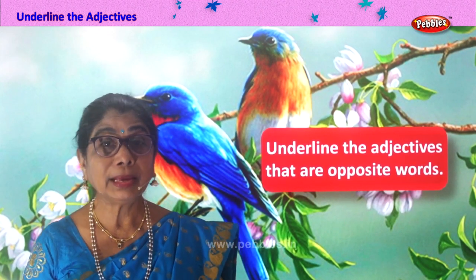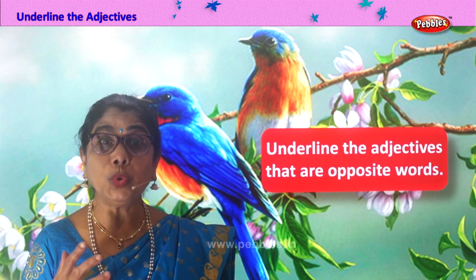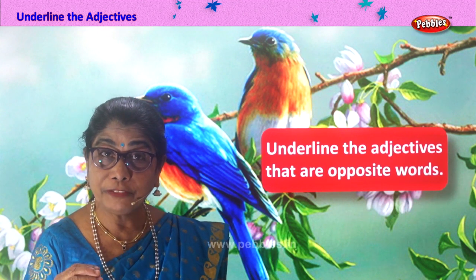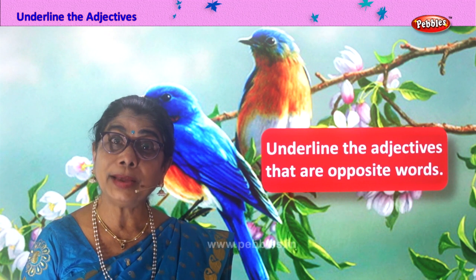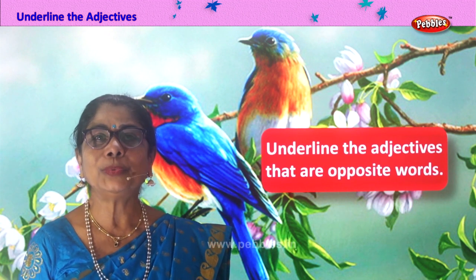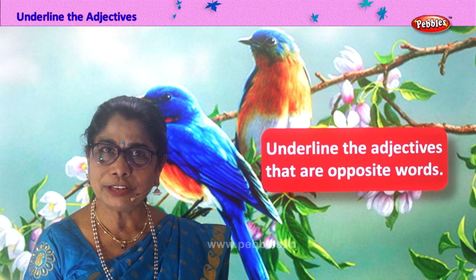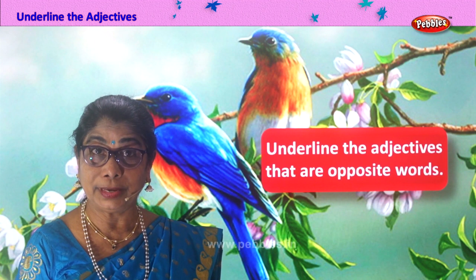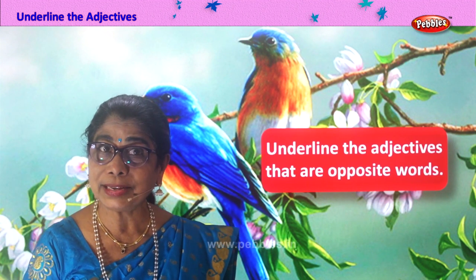Hi children, here is an interesting exercise for you. We are looking at adjectives. You will identify the adjective in the sentence and also find the opposite of that. We're going to look at the sentence, find the adjective, and underline it. You'll also find the opposite of the underlined adjectives. It's a very interesting exercise.